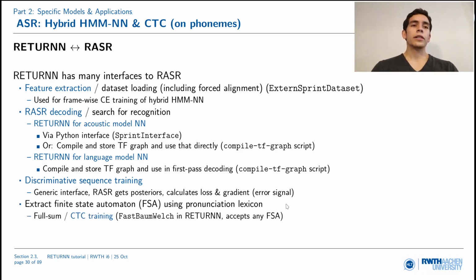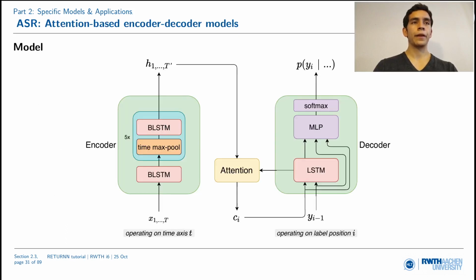Another feature is the extraction of a finite state automaton using a pronunciation lexicon on phonemes. So RASR can compute the FSA and then pass it to RETURNN, which then performs CTC training using a fast Baum-Welch algorithm, and then can compute the CTC training, full sum training.